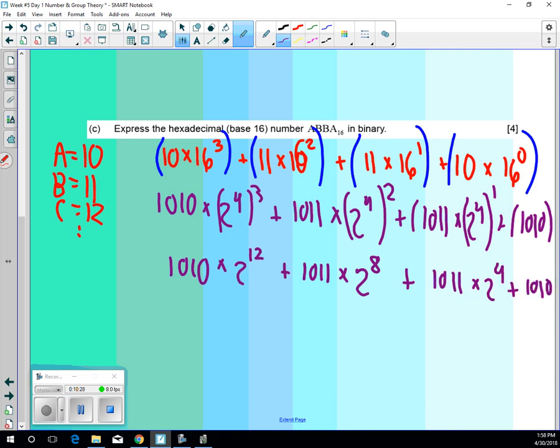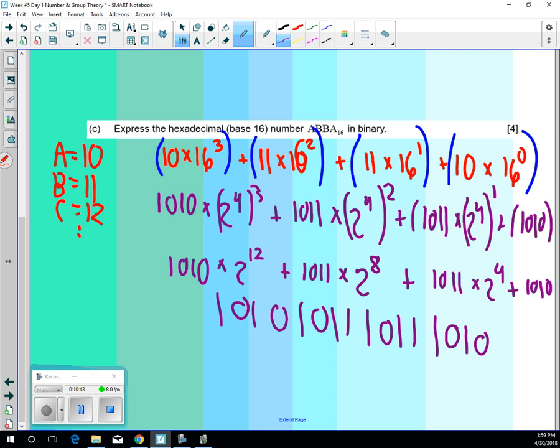What's so great about 12, 8, 4 is that you literally can line these up. 1010, 1011, 1011, 1010. That's your answer for this.